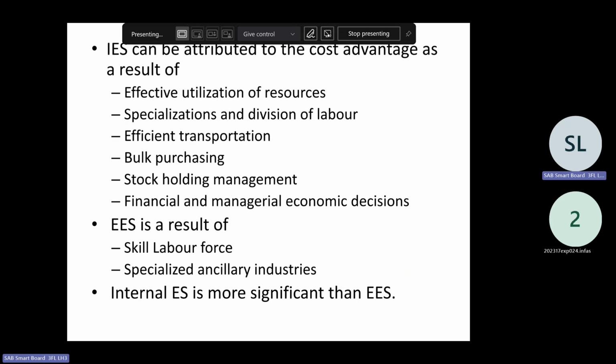And financial and managerial decisions. Within the organization, we take good financial decisions in order to continue the production, utilize the resources productively and manage the decisions at a strategic level. Strategic management decisions cover the whole organization and so on. That will pass the benefit to the organization. So these things we can take as examples of internal economies of scale.